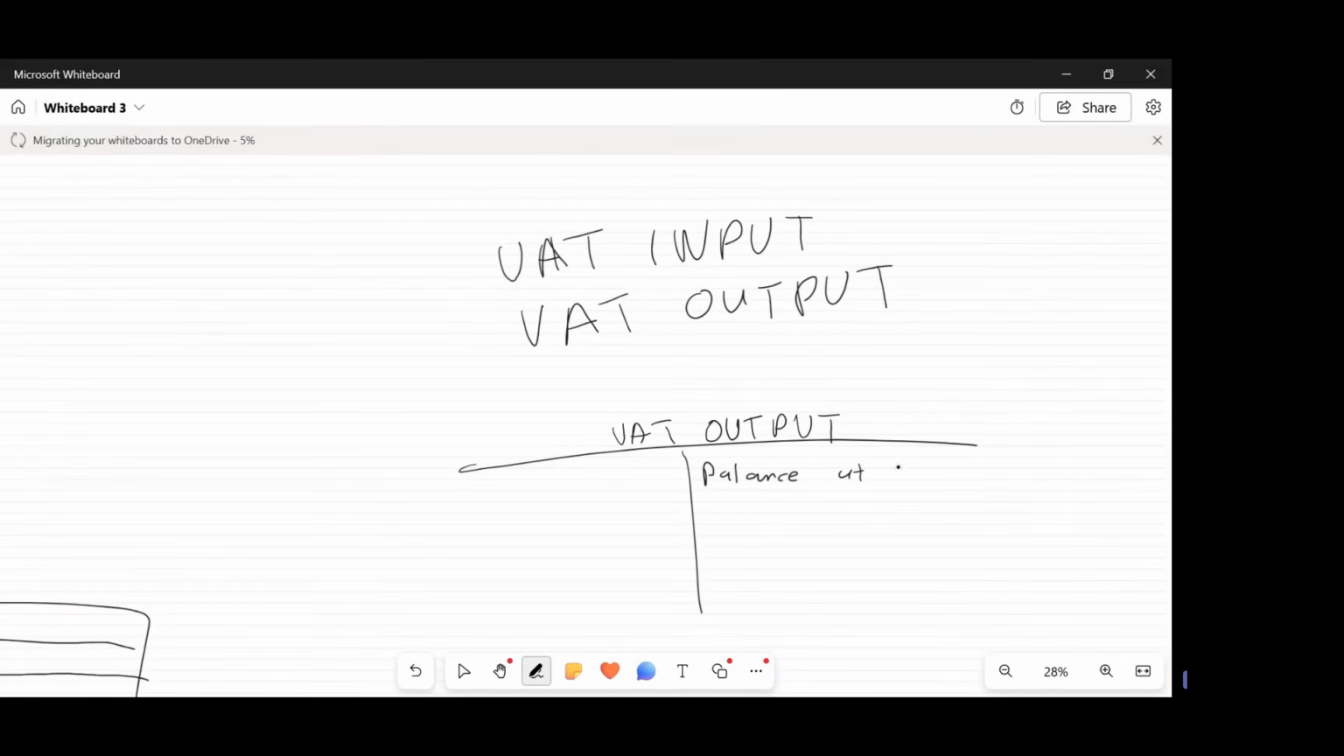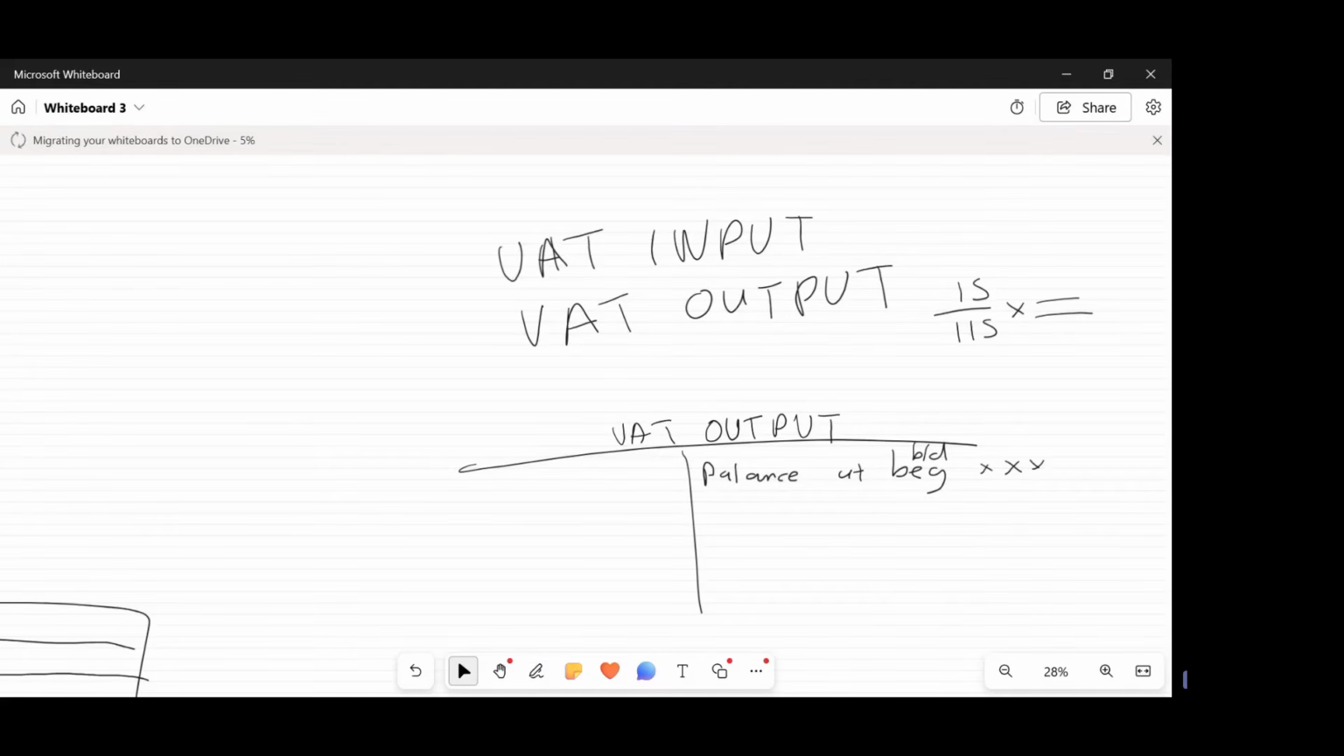Balance at beginning, which is your balance BD, will be on the credit side. And then you go to your cash receipts journal, you calculate the VAT on the cash receipts. If they tell you it's VAT inclusive, you say 15 over 115 to get how much is the VAT amount.